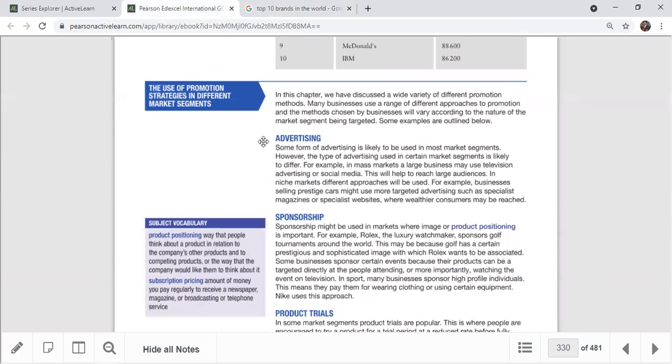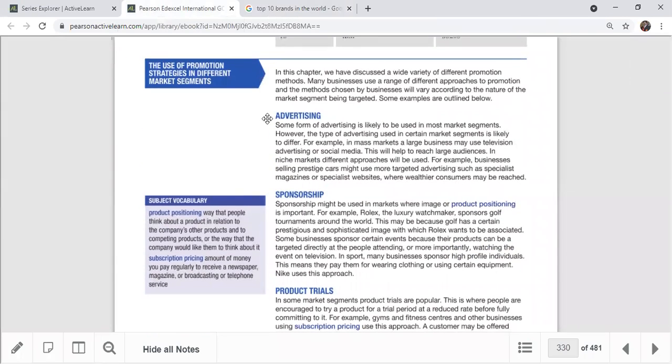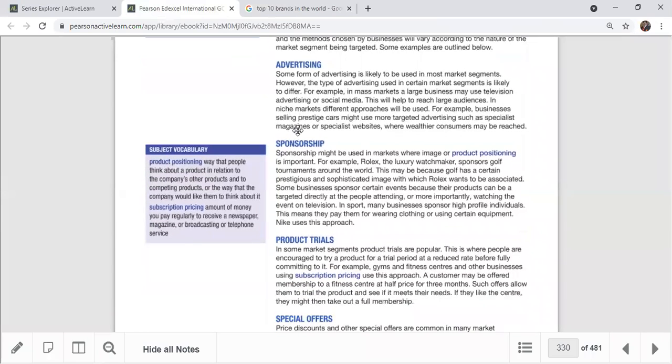Okay. We are going to find out the use of promotion strategies in different market segments. Different promotion strategies. Number 1, advertising. Advertising is a promotion strategy. Some advertising is likely to be used by most market segments. However, the type of advertising used in a certain market segment is likely to differ. For example, in a mass market, a large business may use television advertising or social media. This will help to reach the large audience.